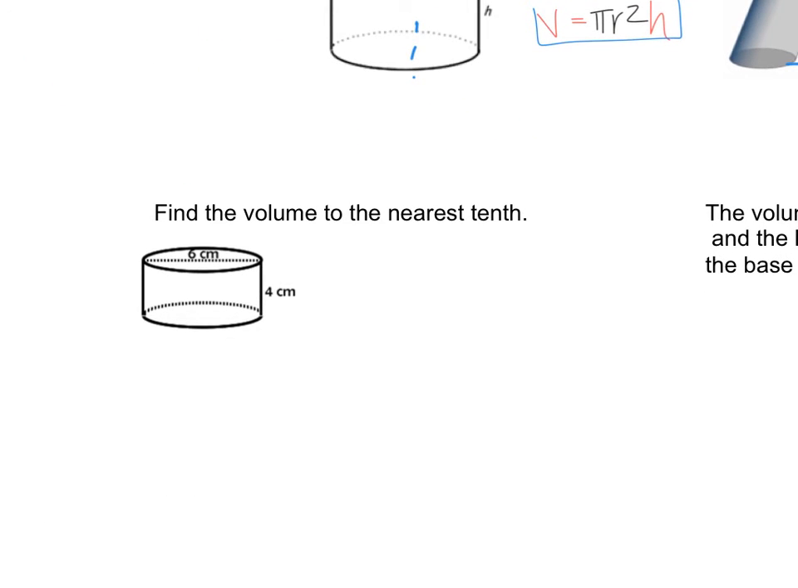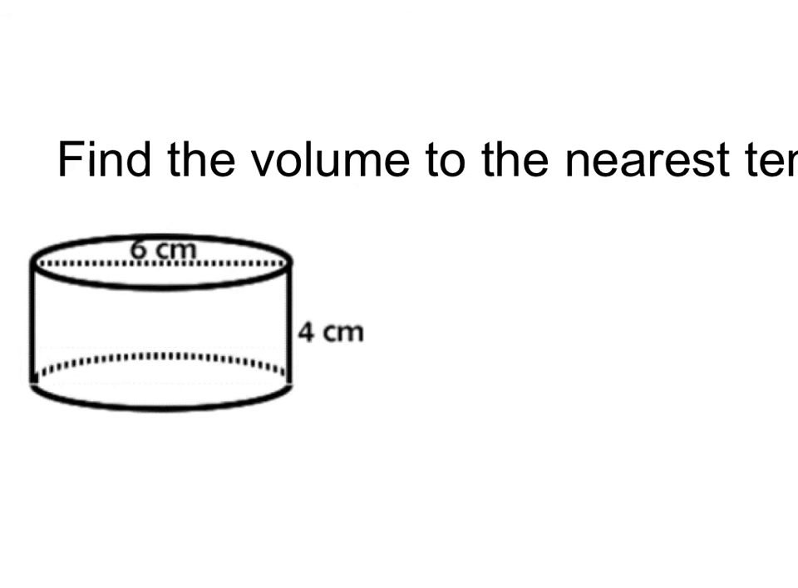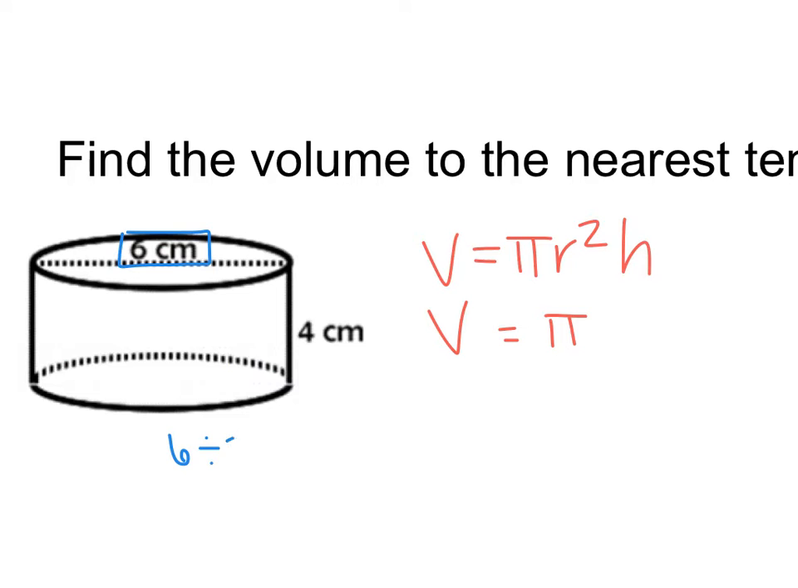For our first example, we want to find the volume of the cylinder to the nearest tenth. So that means we're going to be typing pi in our calculator. The first thing we do is write out our formula. Volume equals pi r squared h. So my volume is equal to pi. Here's the issue. If I look at my image, I'm not exactly sure what my radius is. I have my diameter of 6, so to find my radius, I just take 6 divided by 2. So my radius is 3. And my height is 4.